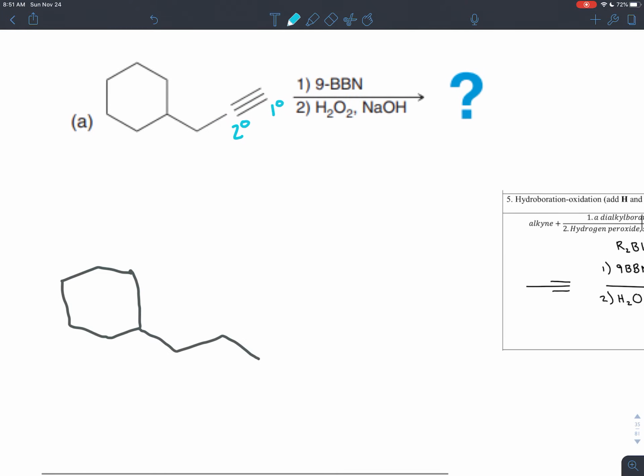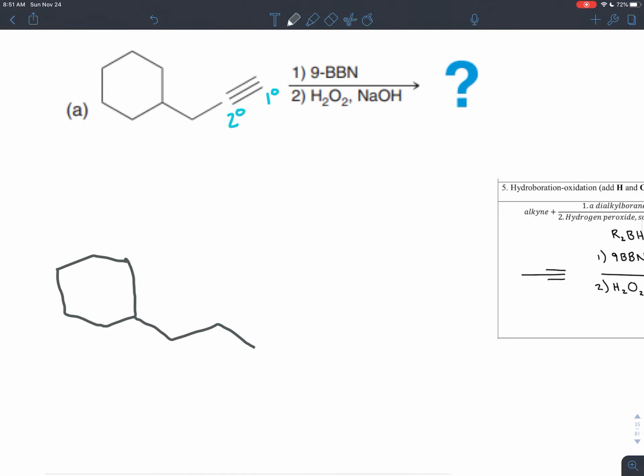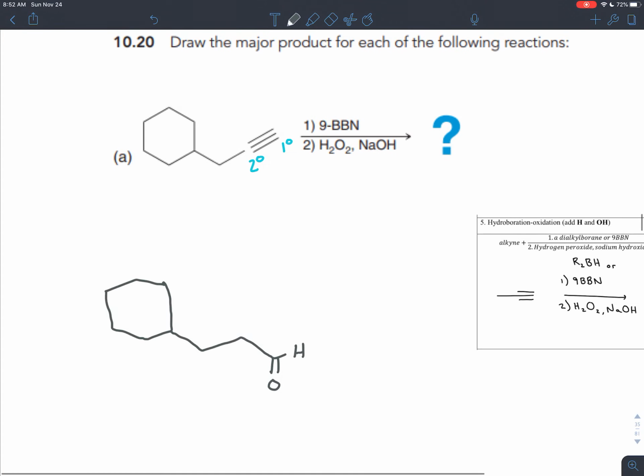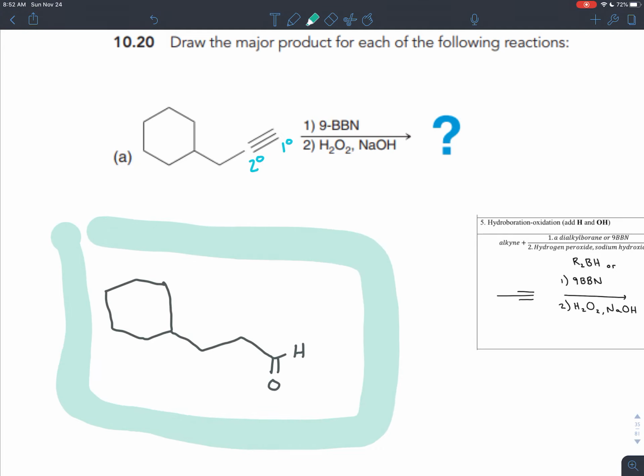So because this is anti-Markovnikov, the double bond to the oxygen after the keto-enol tautomerism is going to go on the primary carbon, the less substituted one. And just write in that hydrogen there. It's good practice when you're drawing aldehydes to write in the hydrogen, because it's part of the functional group. And so that's it. That's the product you'd expect to get when you do hydroboration oxidation.